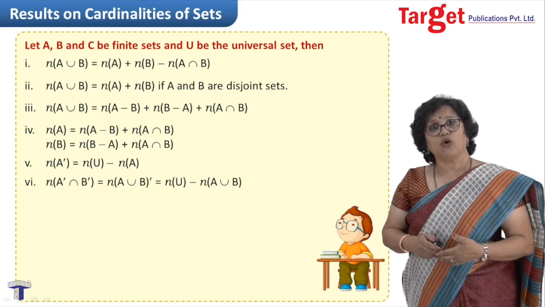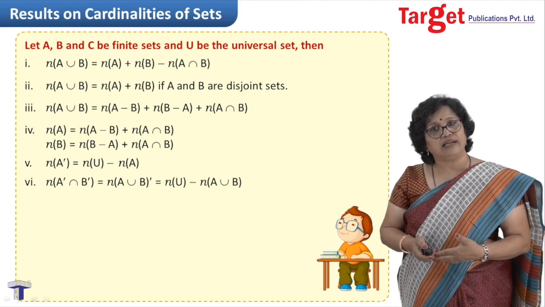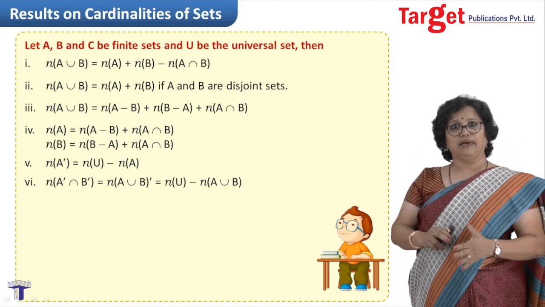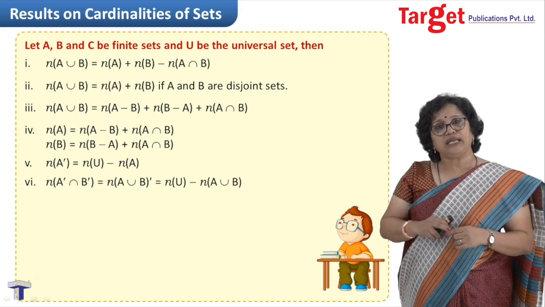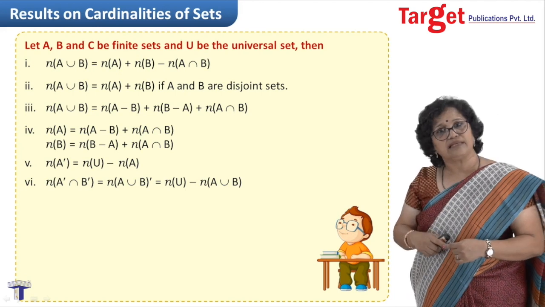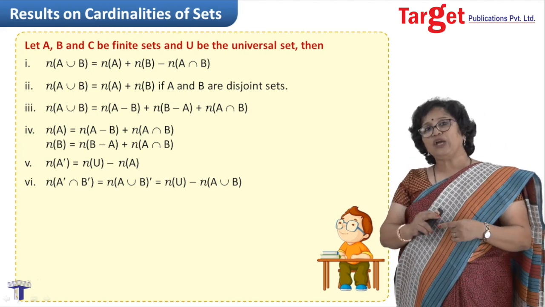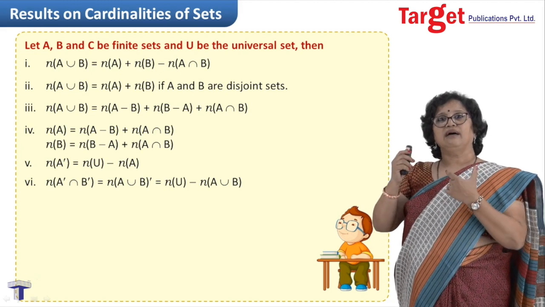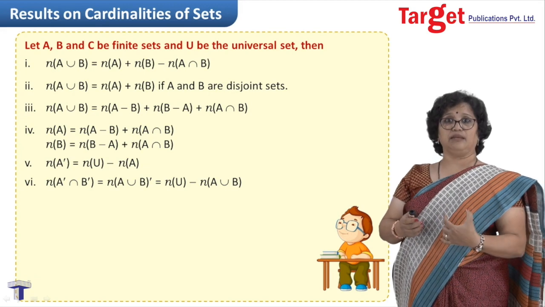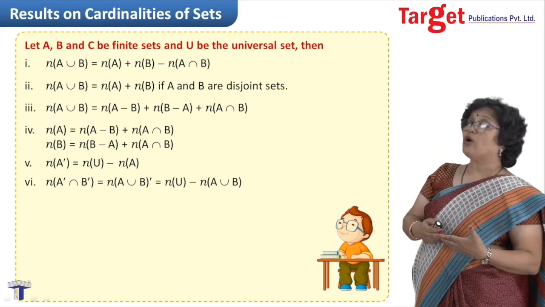Now the number of A complement intersection B complement. For that I have written that it is nothing but the number of A union B complement. Now A union B complement, exactly like the previous one, you can find it as NU minus N of A union B. Now how many of you will be able to find out that the number of A complement intersection B complement would be the same as the number of A union B complement?